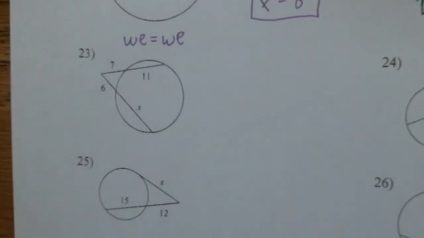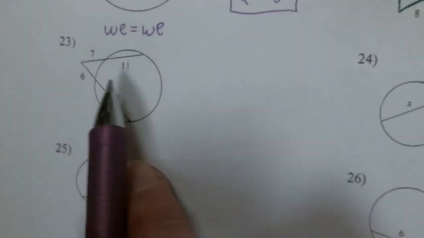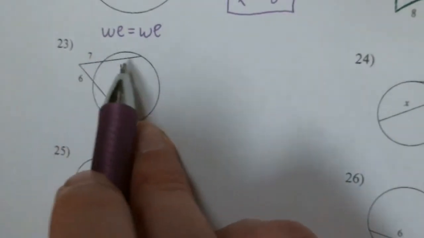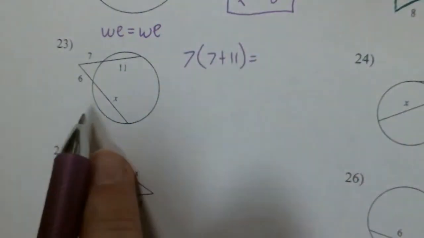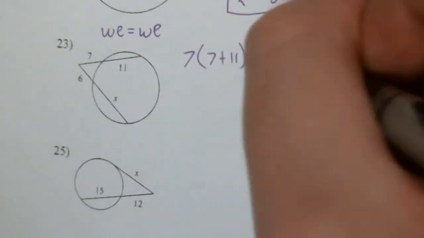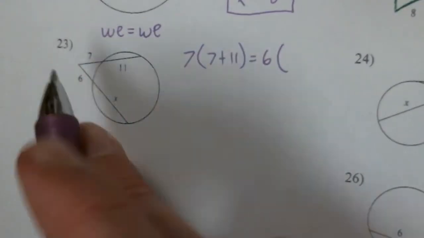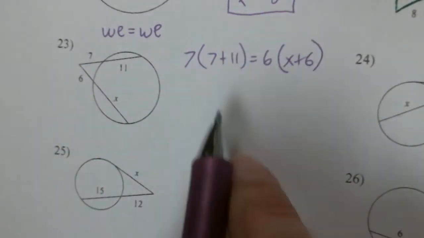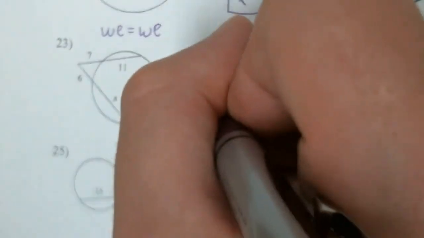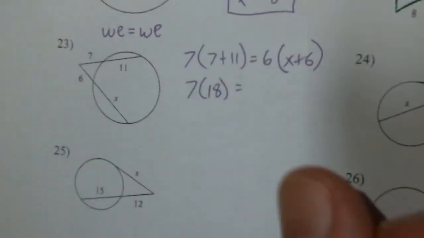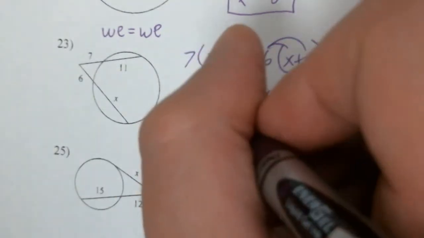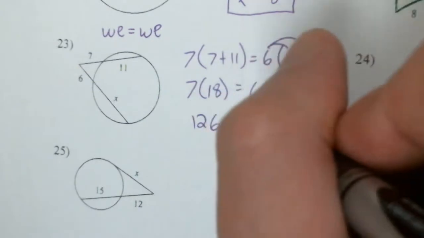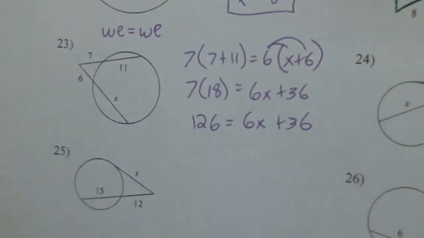All right, for the sake of time, I'm not going to color code each of these pieces. Looking at the top piece, the exterior piece is 7. The whole piece is going to be 7 plus 11. Down at the bottom, the exterior piece is 6. The whole piece is x plus 6. 7 plus 11 is 18. 7 times 18 is equal to, distributing here, 6x plus 36. 7 times 18 is 126, equals 6x plus 36.